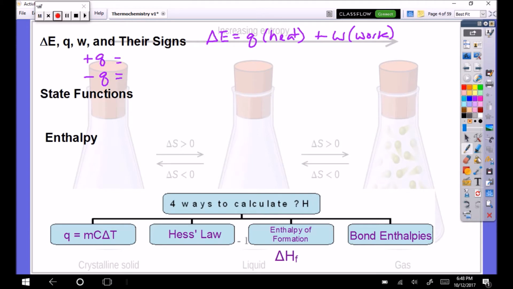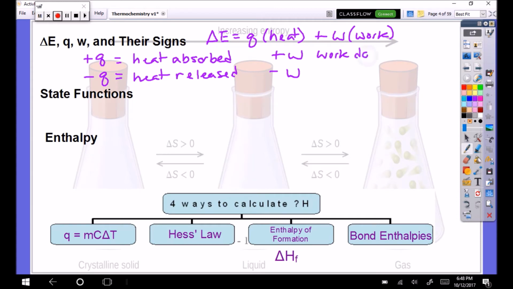So this means that heat is absorbed, and heat released. All right. Now, work is the trickier one. You can also have positive and negative signs for work. For work, it is positive when work is done on a system.